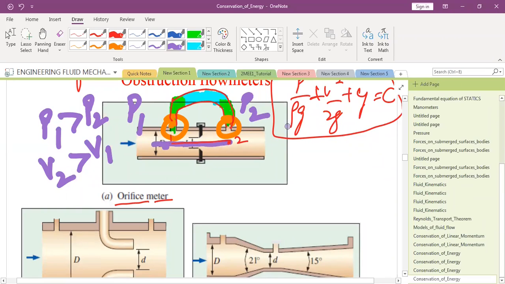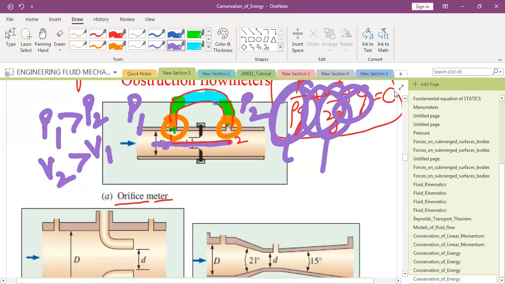I know that the sum of all these heads should be a constant. So velocity is increasing from 1 to 2. It means the static pressure head should decrease so that this remains a constant. And is that clear?